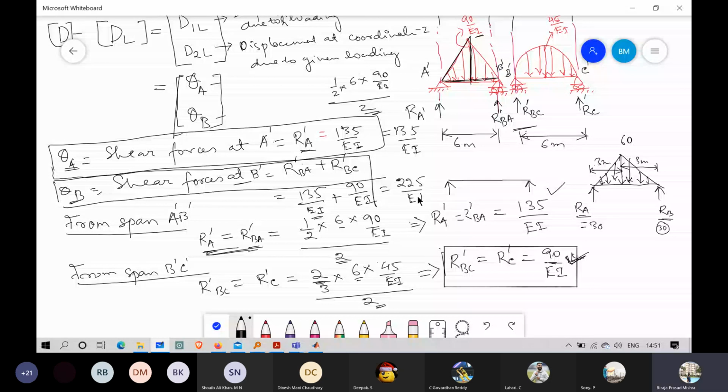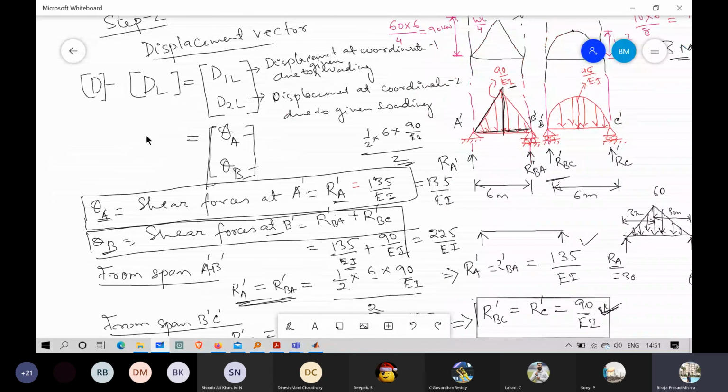Okay, so in the next class, we will go to the next step, that is how we will determine the flexibility matrix over here. We have the flexibility matrix, this one.